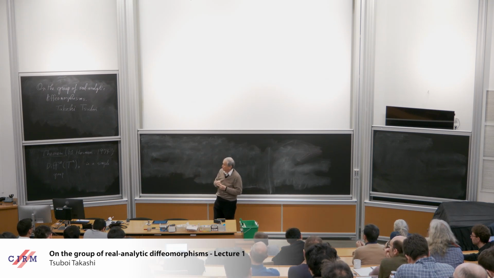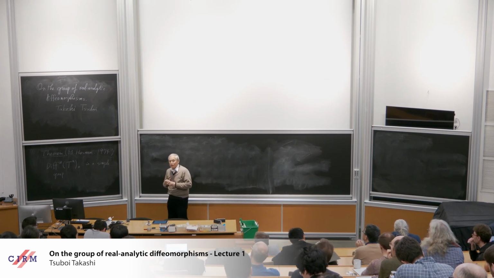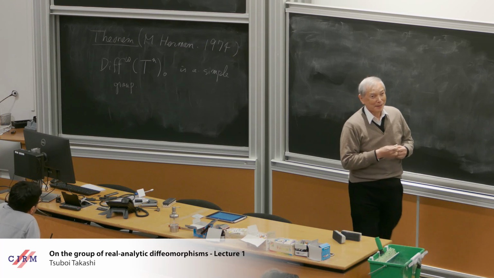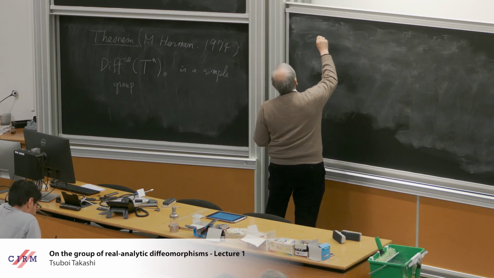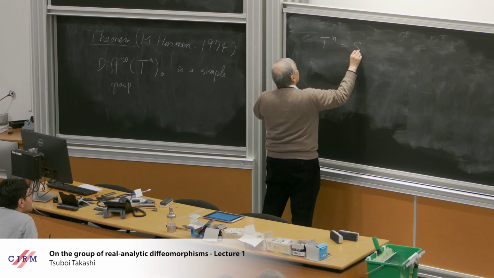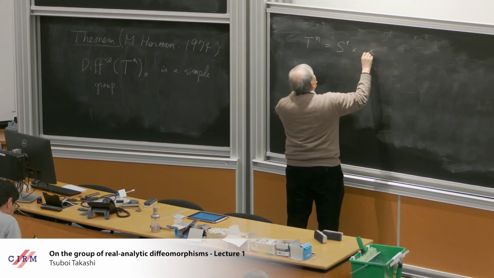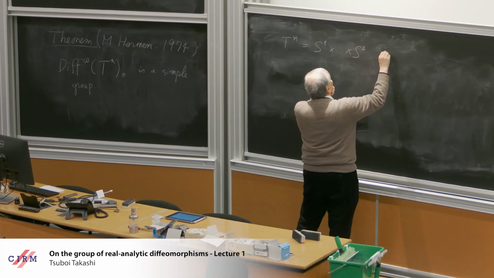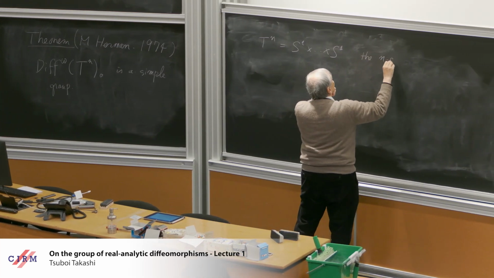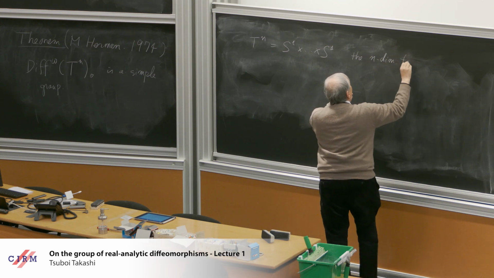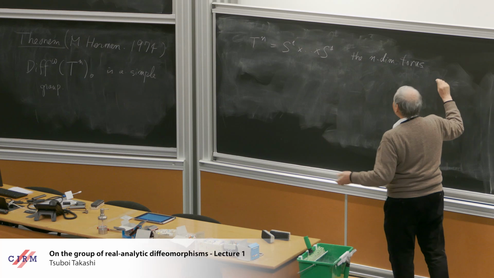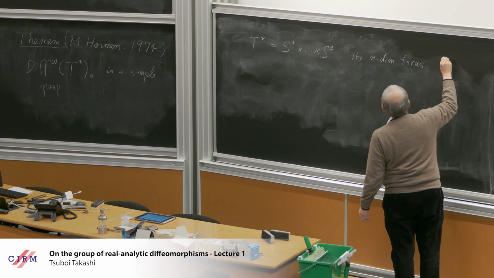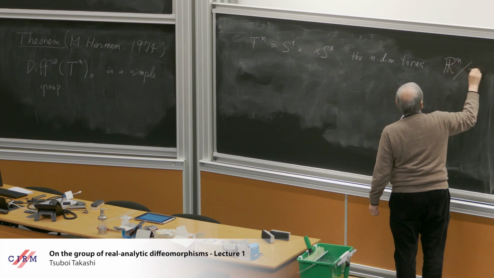I think before the theorem, the manifolds are always real-analytic or algebraic. But anyway, T^n is the n-dimensional torus. And it is also a very well-known Lie group. And this is R^n over Z^n.